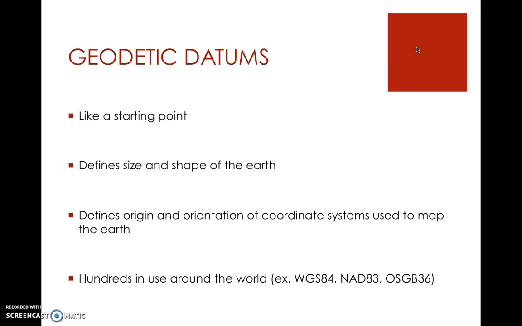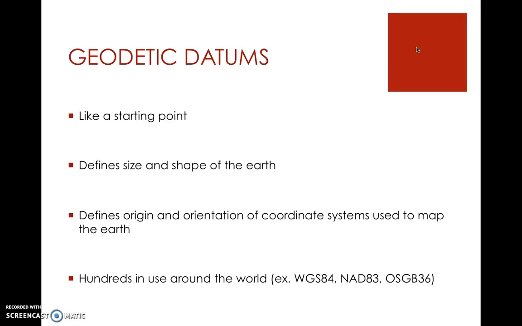So say you're telling your friend how to get to your house. You might say, start at Walmart, go over the mountain, and then walk 50 feet left to my place. That Walmart that you started with, that's your reference point, that's your marker, and so that would be like your geodetic datum. These take into account the size and shape of the Earth, and therefore there's hundreds in use around the world just because the Earth has changed its shape over time.